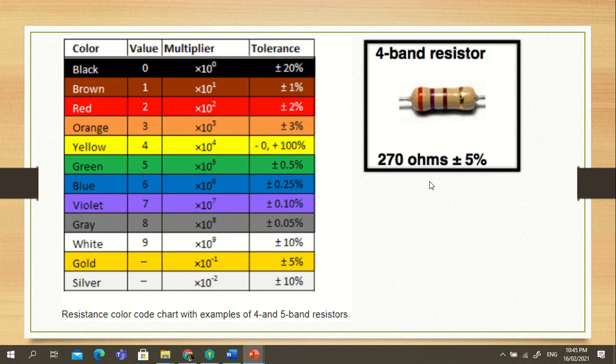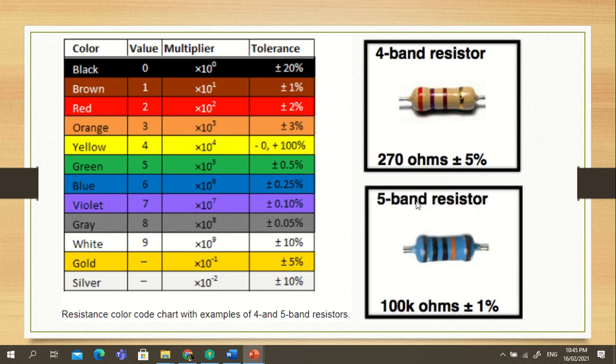All right. So for example, you have here a 5-band resistor. The first one was a 4-band resistor. Next, we have the 5-band resistor. So we have here the first color, which is brown. Sorry, it's not clear, class, but this is brown. So it means this is 1. And if you look at the next two colors, this is black. This is also black. So black means 0.